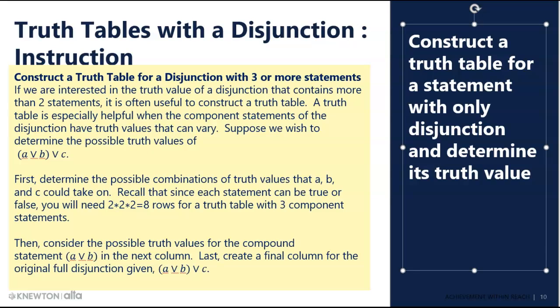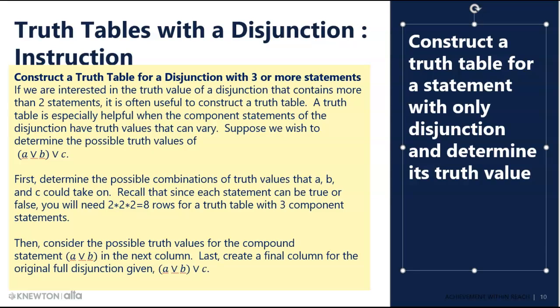That's a skill you need in many math classes, the ability to work from the inside out, order of operations, all of those kinds of things. We saw some of that when we did a unit on sets also. So we're going to learn to construct a truth table for a disjunction with 3 or more statements. We're really going to limit our work here to no more than 3.